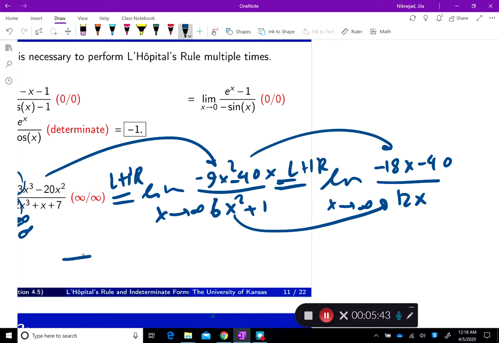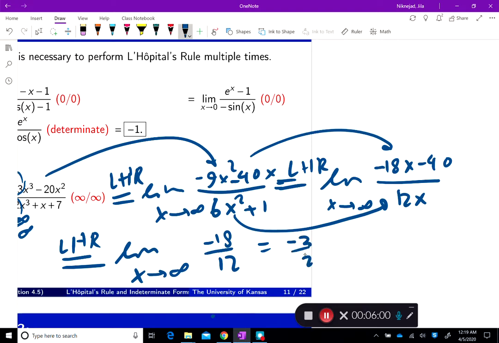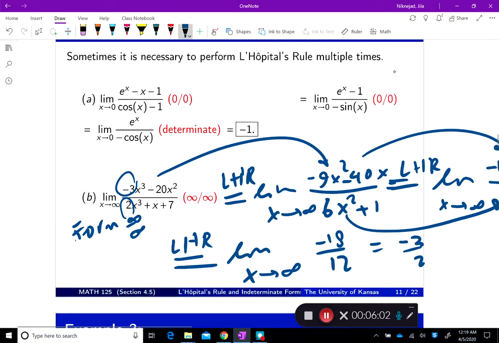This time I'm writing it here. I do another LHR, and the limit as x goes to infinity is negative 18 over 12, which I can simplify by 6, and then it's going to be negative 3 over 2, which you were expecting. So it works with LHR, and it works naturally with the other methods that we have.